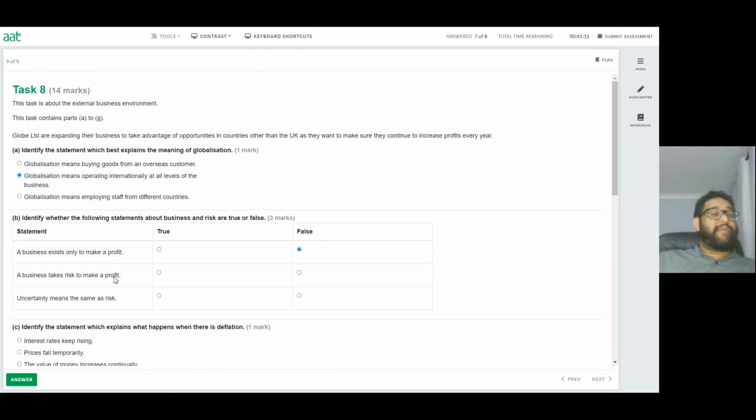Business takes a risk to make a profit. Of course, they all take a risk to make a profit, because obviously you have to take a risk with the market. Uncertainty means the same as the risk. No, it is not. Uncertainty means it can happen either way, this or that. It's not risk. With risk, you're knowingly doing it. Uncertainty is something you don't know.